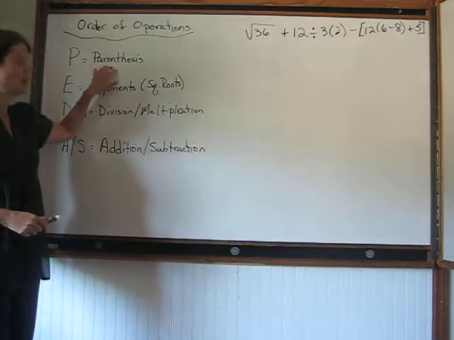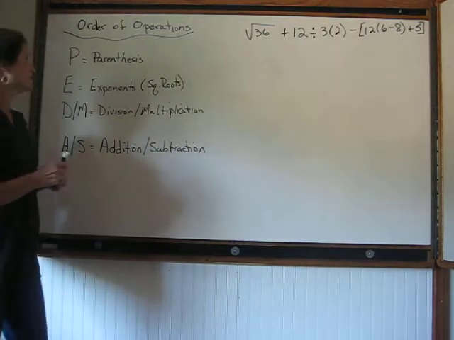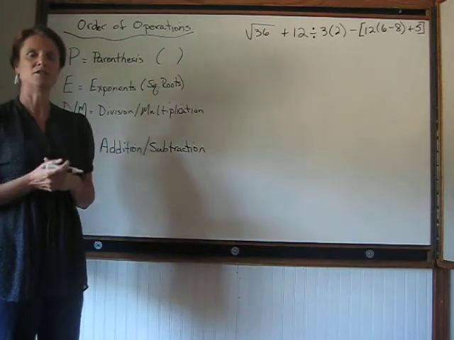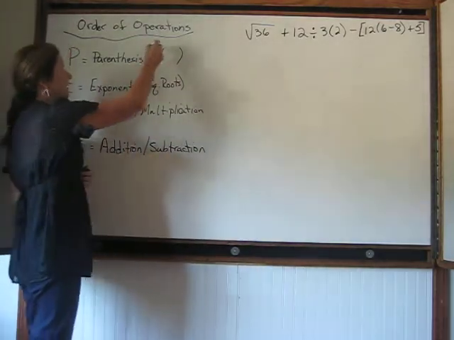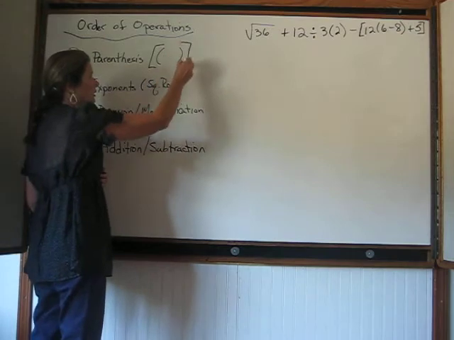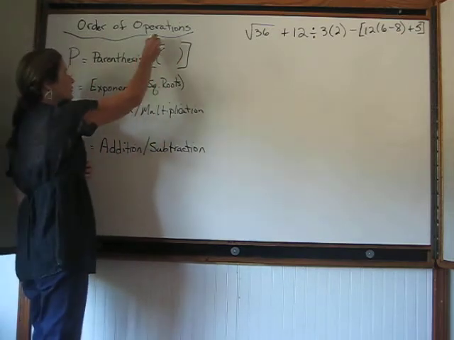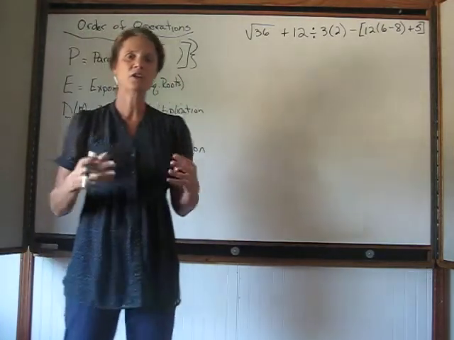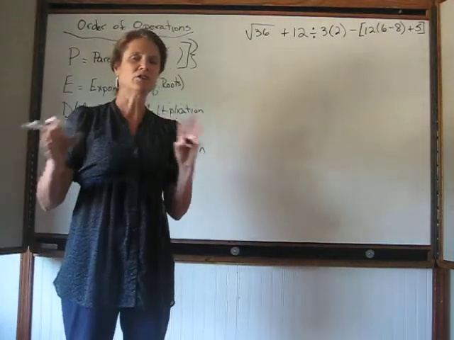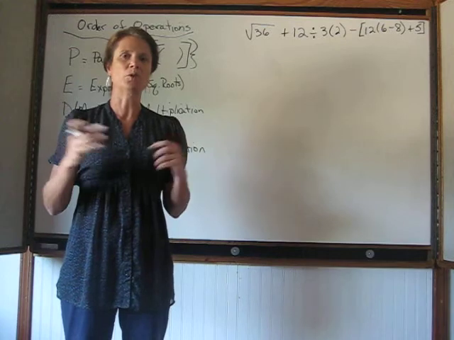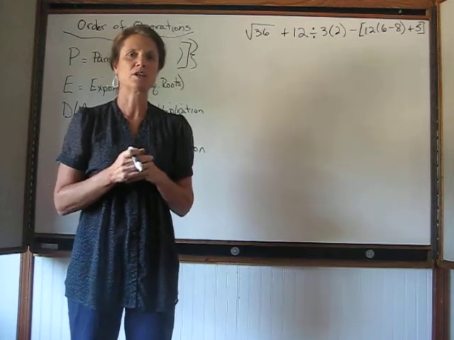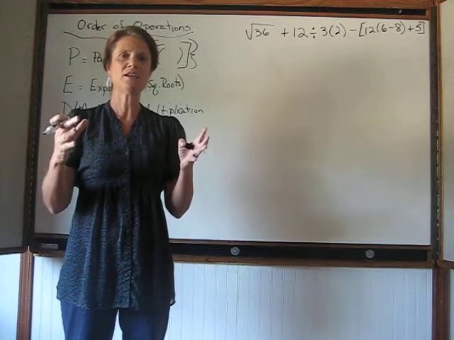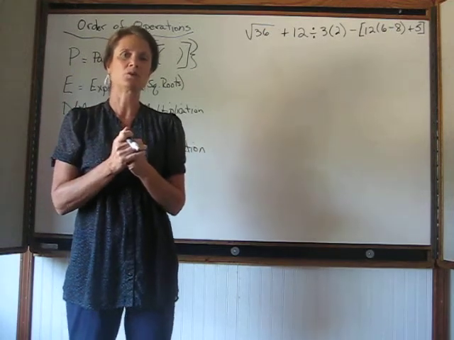First thing are parentheses. Parentheses include regular parentheses, as everybody understands it. It also includes brackets, and it also includes braces. All of these are to organize our work so that we don't have just all parentheses or all brackets. It kind of keeps things organized. The braces are on the outermost level, and then brackets, and then inside is parentheses.